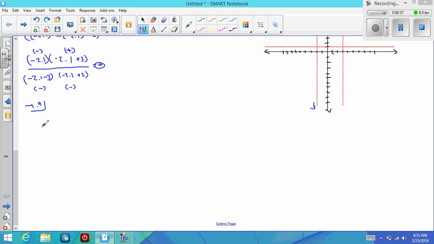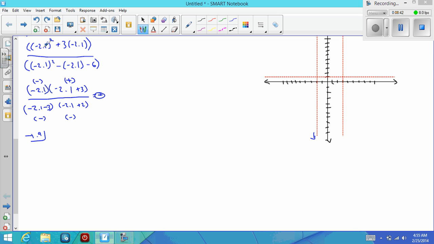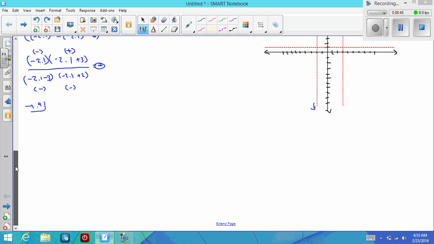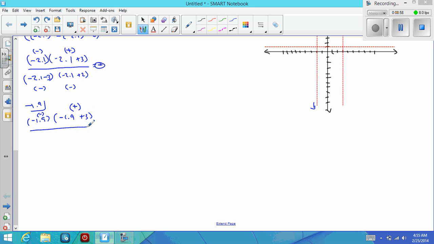And again, you can use the calculator. I'm not going to show you how to plug that in. Just plug it in the same way you did up here with those extra parentheses. Let's see, -1.9 is obviously negative, and -1.9 plus 3 is positive. For the denominator, -1.9 minus 3 is negative, and -1.9 plus 2 is positive. So here we have two negatives, which is a positive value.